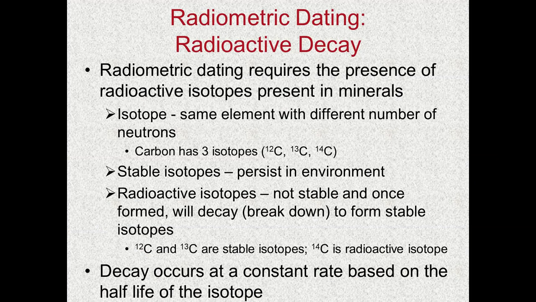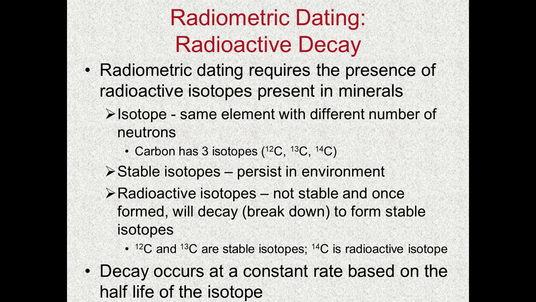An isotope is the same element, simply with a different number of neutrons. Let's take carbon, for example, the element carbon. Carbon has 3 isotopes. There's a carbon-12, a carbon-13, and a carbon-14. What's the difference between carbon-14 and carbon-12? 2 neutrons. That's it, guys. Carbon-14 is heavier. It has 2 more neutrons than the light isotope of carbon.